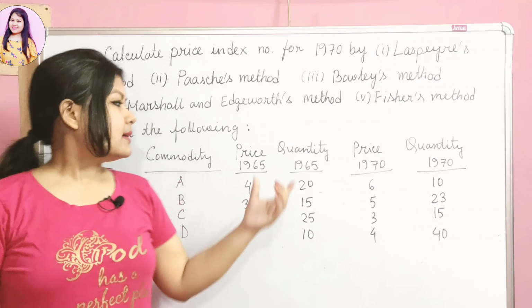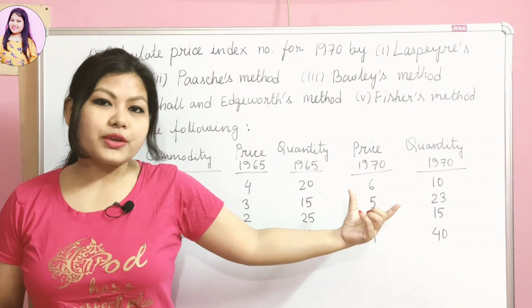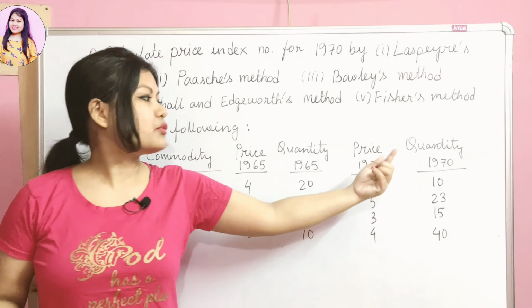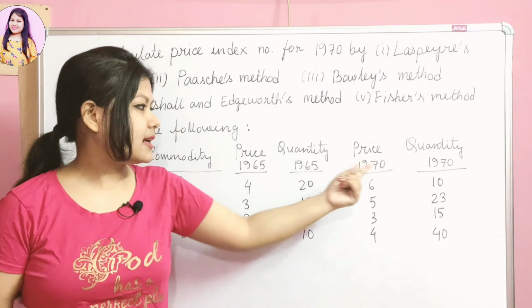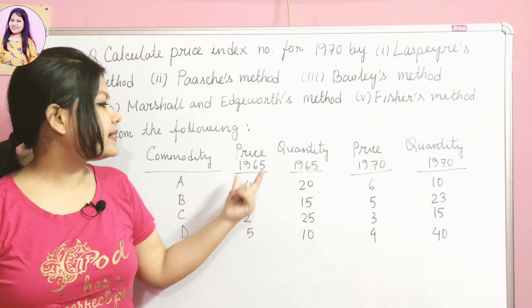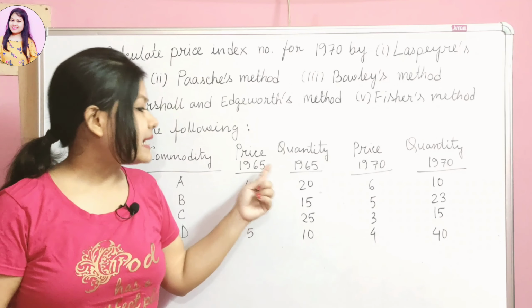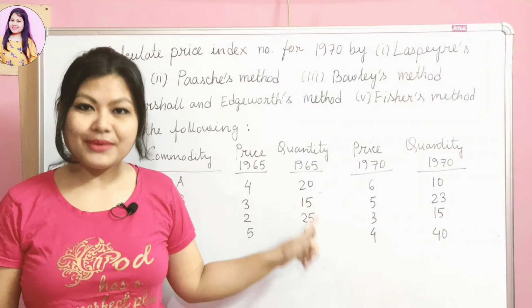So here 1970 will be the current year because we are to find out the index number for the year 1970. Therefore 1970 will be the current year and here 1965 is given. Therefore 1965 will be the base year.